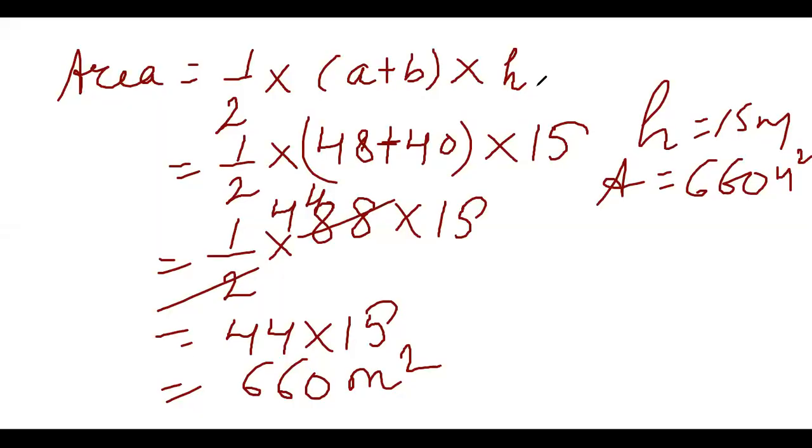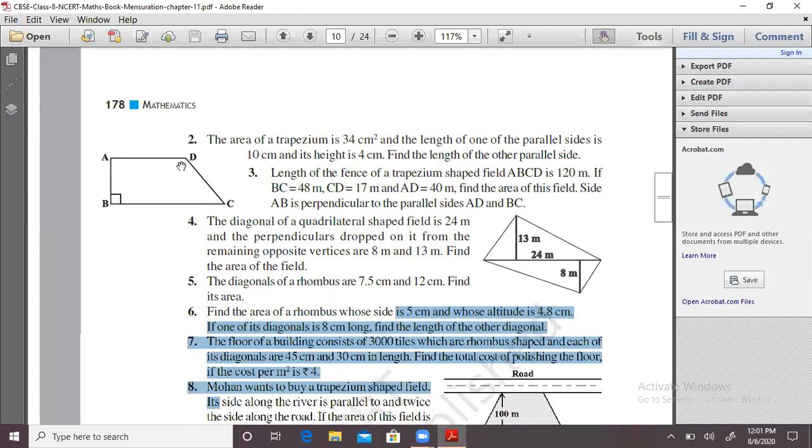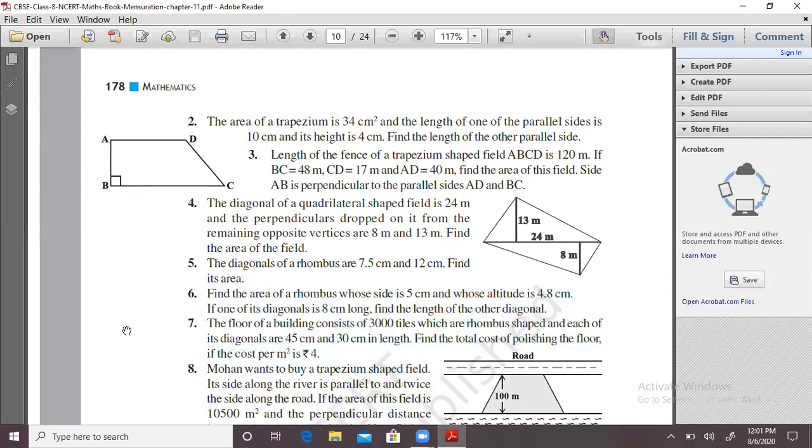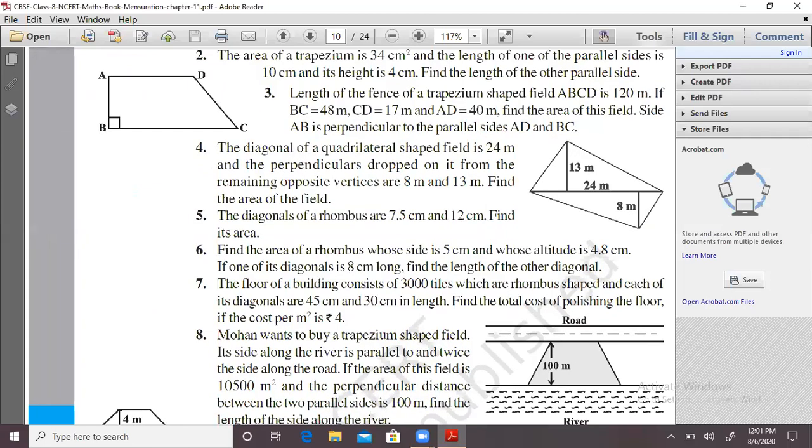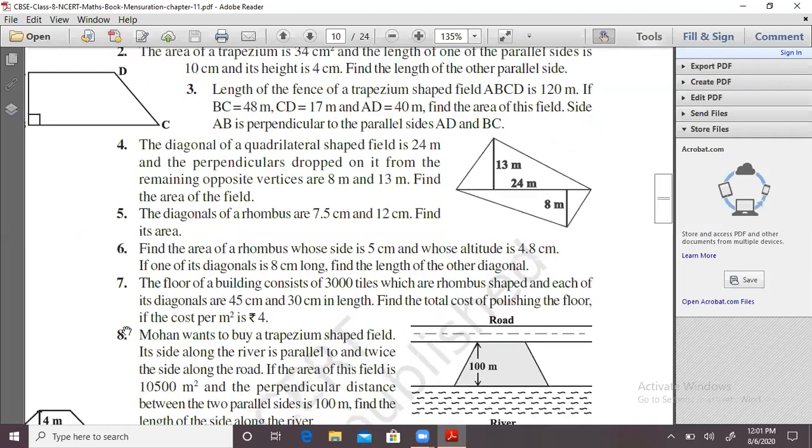Next question is question number 4. The diagonal of a quadrilateral shaped field is 24 meter and perpendiculars dropped on it from the remaining opposite vertices are 8 meter and 13 meter. Here you have given diagonal of quadrilateral. It's a general quadrilateral. It's not a parallelogram or trapezium or square, rectangle. It's a general quadrilateral. No properties given here. You have given here diagonal and two heights, two perpendiculars dropped on the diagonal.